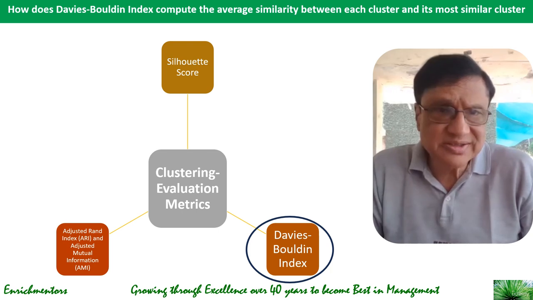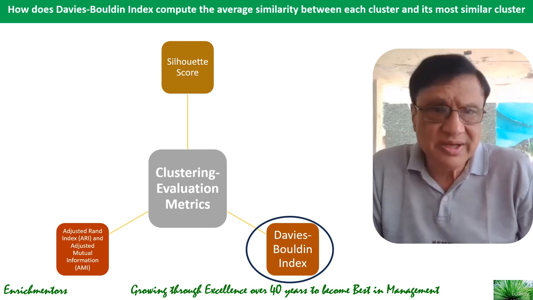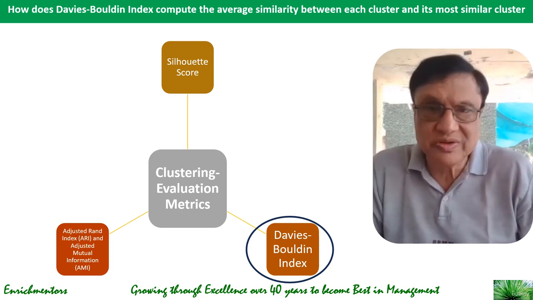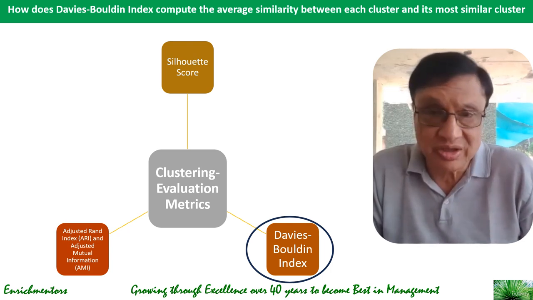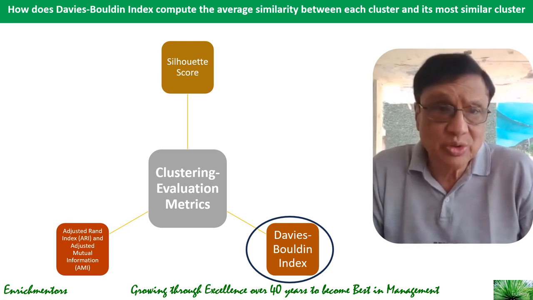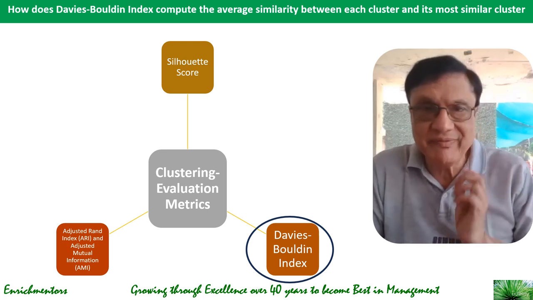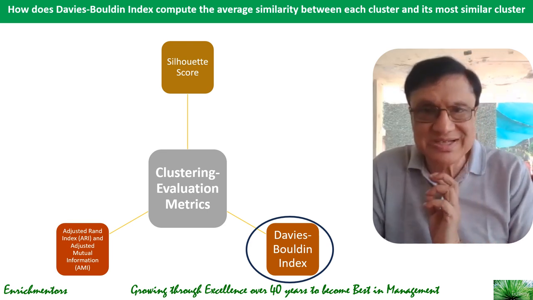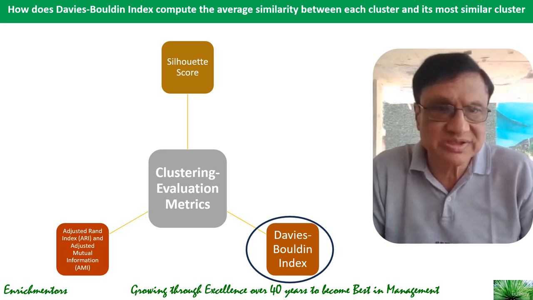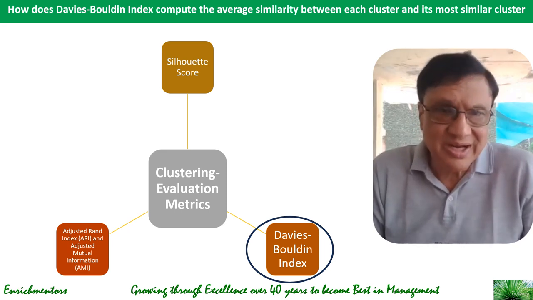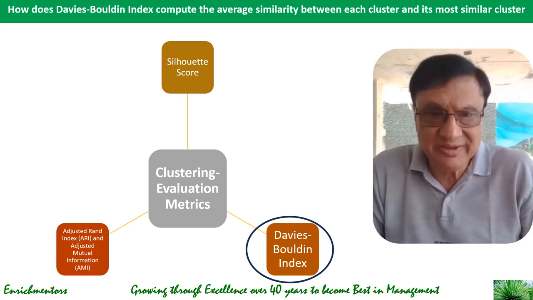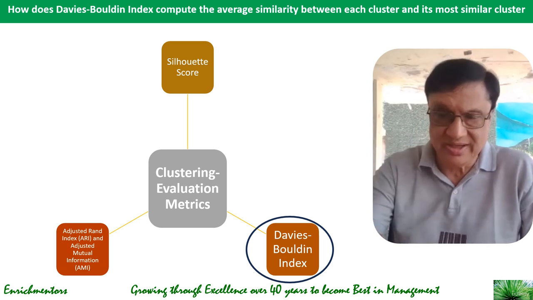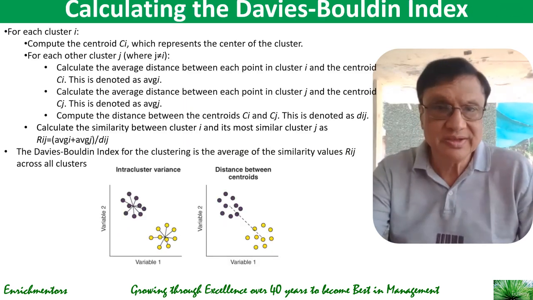The DBI, or Davies-Bouldin index, is another metric used to evaluate the quality of clusters in a clustering algorithm. So it evaluates how good a clustering algorithm is. It measures the average similarity between each cluster and its most similar cluster. And how does it compute this similarity? Let's take a look at it in detail as we go forward.